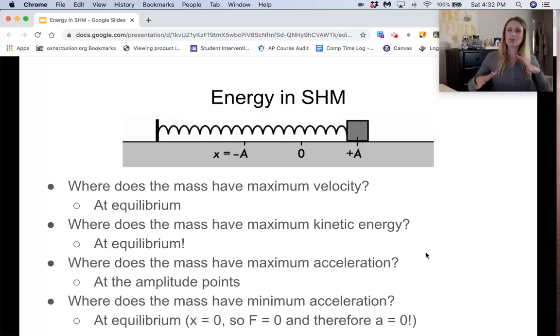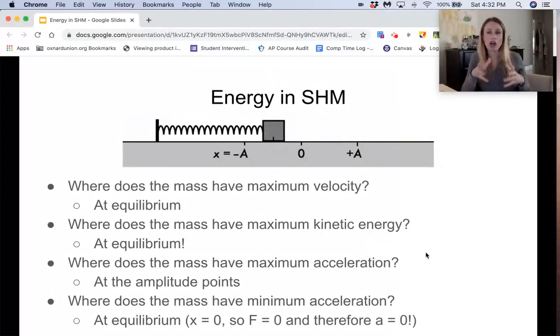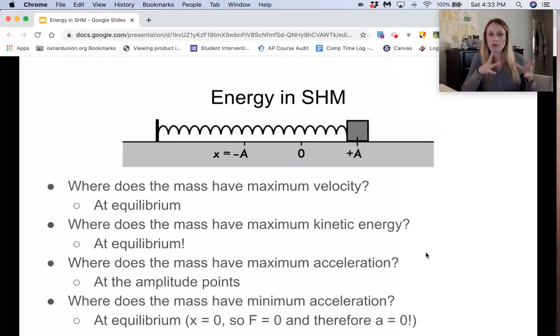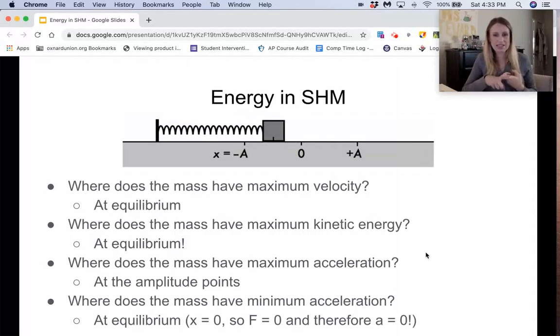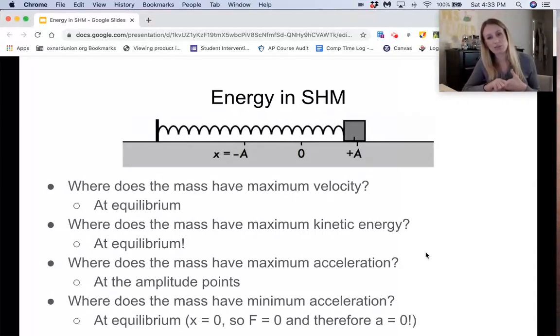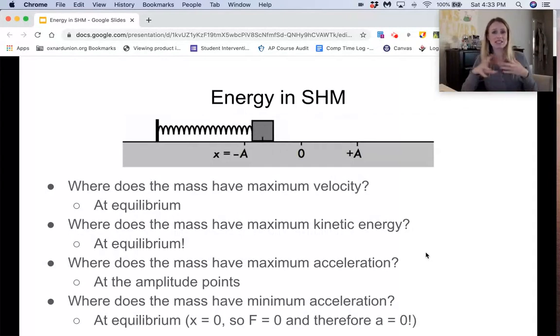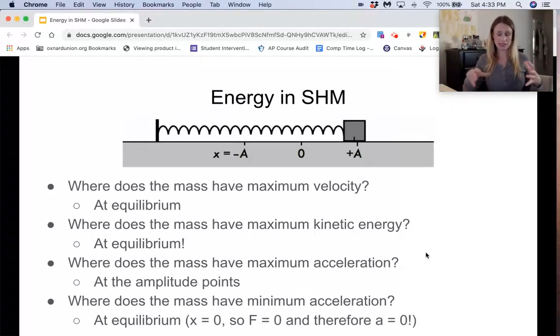So these are some basic things to know about energy in simple harmonic motion. So really make sure that you understand where velocity is 0, where acceleration is 0, where we have maximum kinetic energy, where we have maximum potential energy. Because if you understand those things, then you're really going to be able to understand energy in simple harmonic motion.